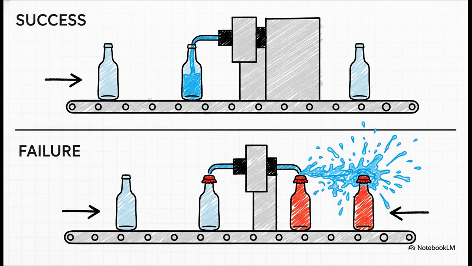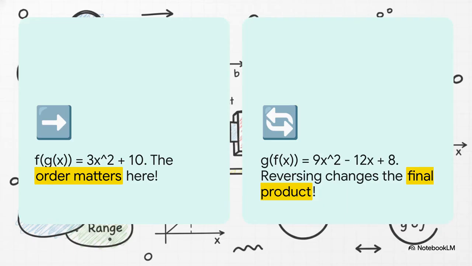But notice the absolute golden rule here. These operations do not commute. You cannot reverse the order of machines on this assembly line. If you try to run machine 2 first and cap the bottle, machine 1 is just going to spray beer all over a closed glass bottle. Not great. So the absolutely crucial point here is that in mathematical composition, exactly like in our factory, order fundamentally changes the outcome.